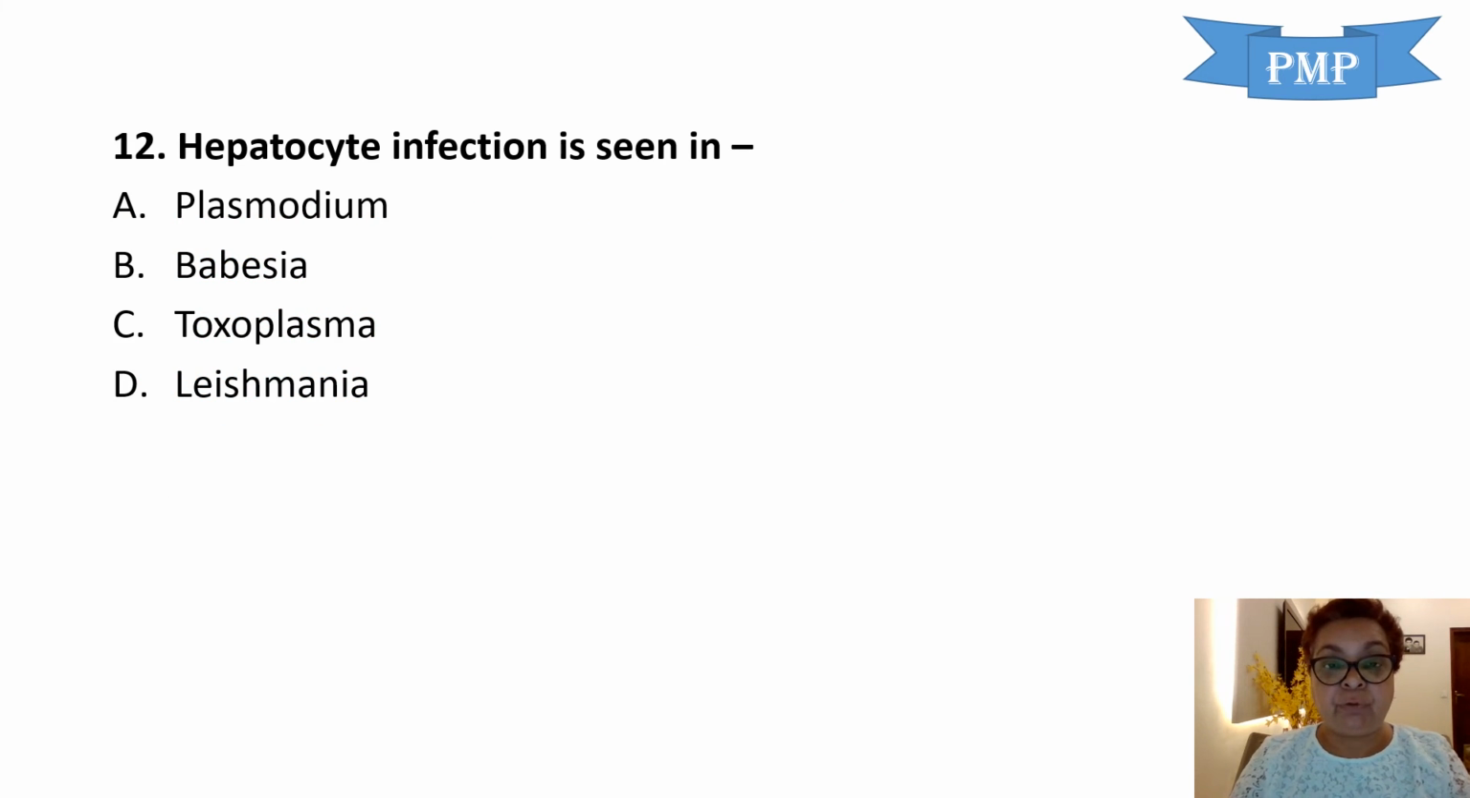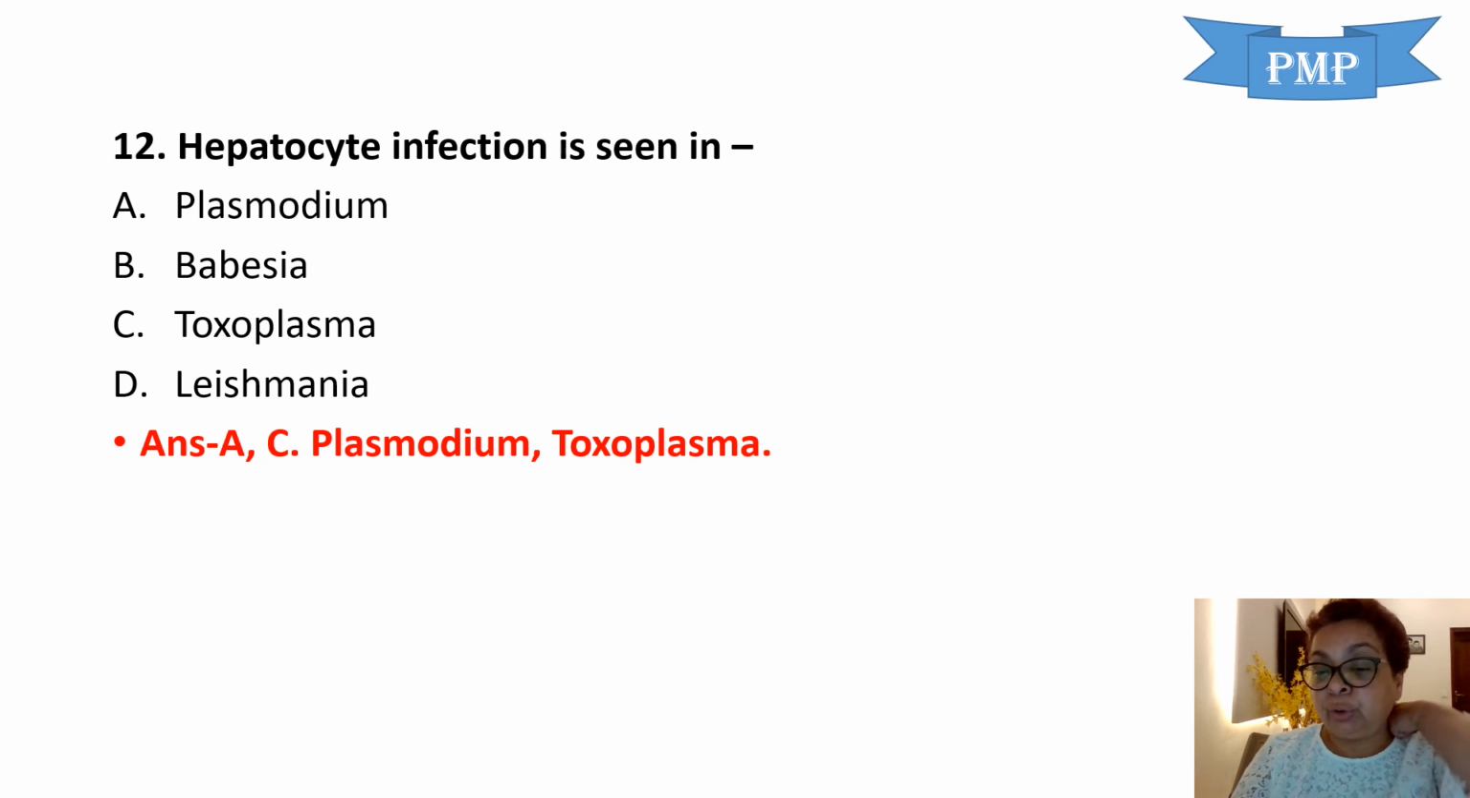Hepatocyte infection is seen in which of the following? This was a question which had multiple correct options, and amongst these, the answer is Plasmodium and Toxoplasma. As we all know, during the life cycle of Plasmodium, when the sporozoites are inoculated by the bite of the mosquito, where do they first go? They go to the liver. They go to the hepatocytes and undergo primary exoerythrocytic schizogony. So hepatocyte infection is seen here. Also Toxoplasma tachyzoites, once they spread systemically, can infect any cell of the body, including hepatocytes. In Babesia, there is no liver stage. They primarily infect RBCs. Leishmania are primarily parasites of the macrophages.